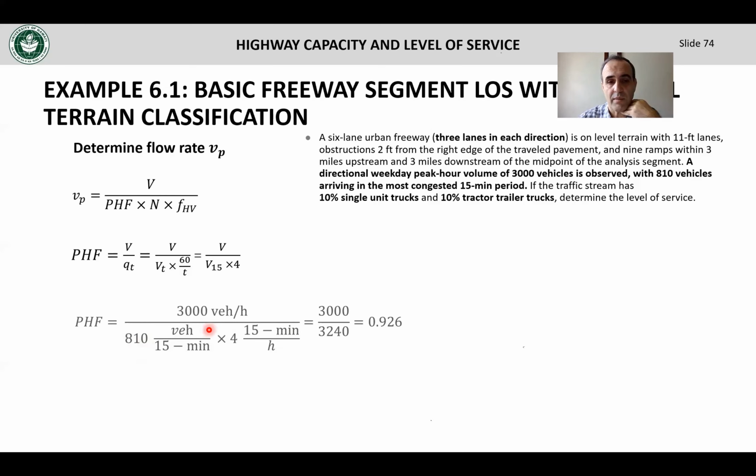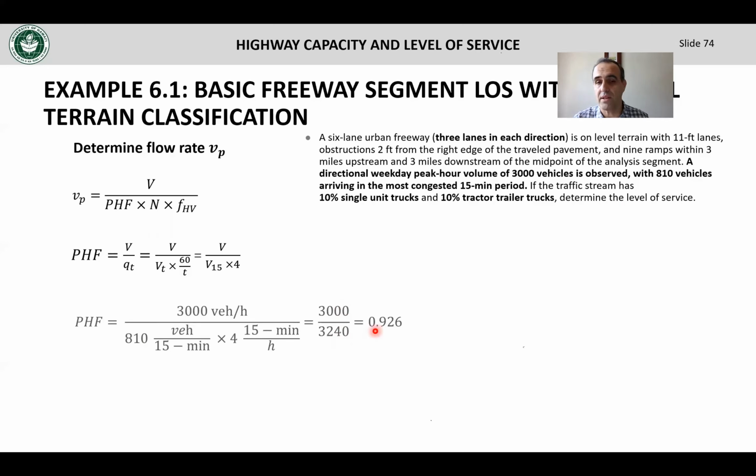So this denominator, when I make that multiplication, you can see that if I had this rate of flow of 810 in every 15-minute period, my volume would have been 3,240. My actual volume is 3,000. But because of the variation, in the most congested 15-minute period traffic is flowing at an equivalent rate, expressed on an hourly basis, of 3,240. And then the ratio of these two things is 0.926. That's the peak hour factor.